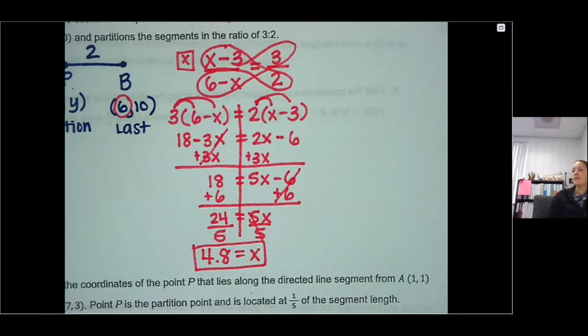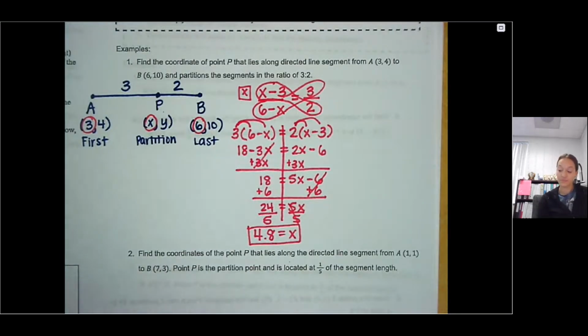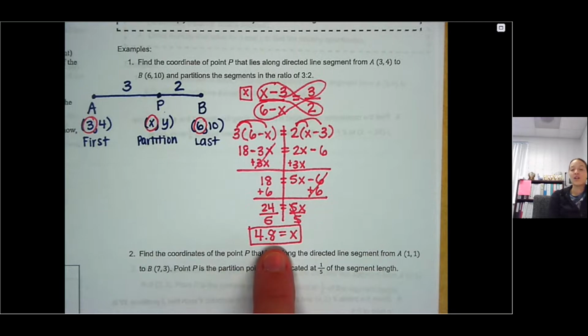Unfortunately, I'm not done. Oh my gosh, why am I not done? Well, I don't have to plug in. I'm trying to find the coordinates of a point on a graph. So what's the other thing you need to plot a point on a graph? I need the Y.